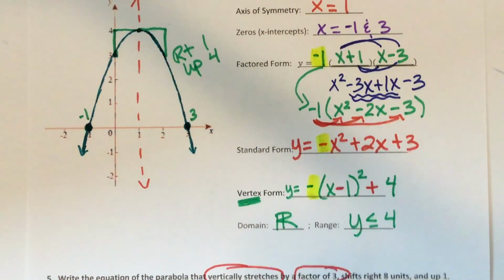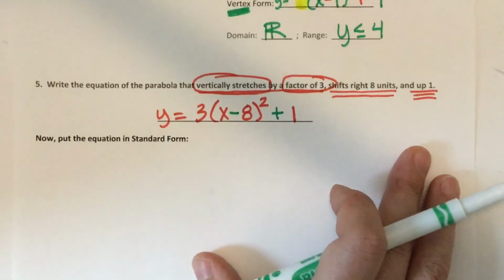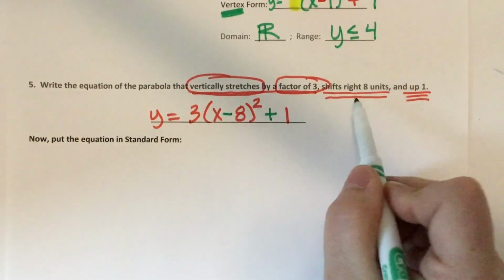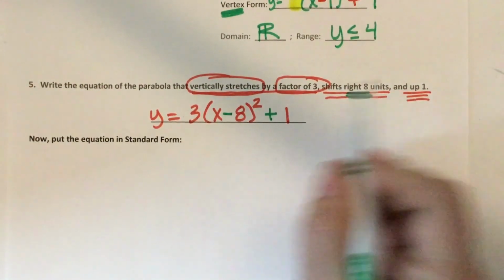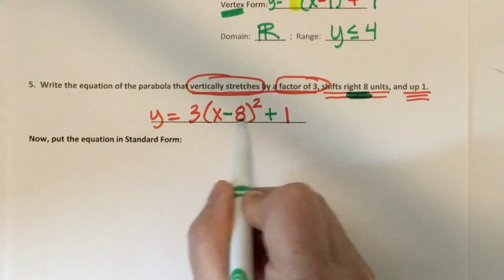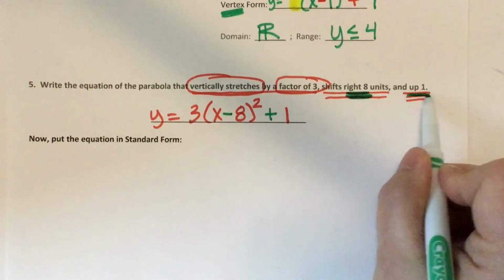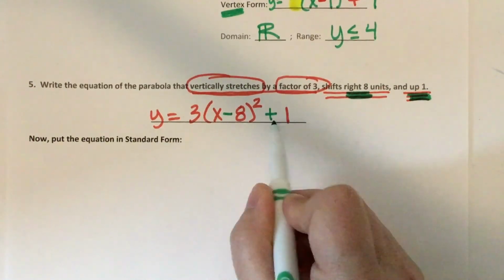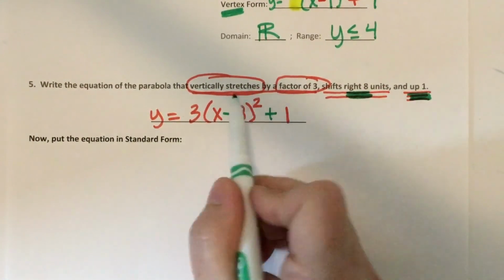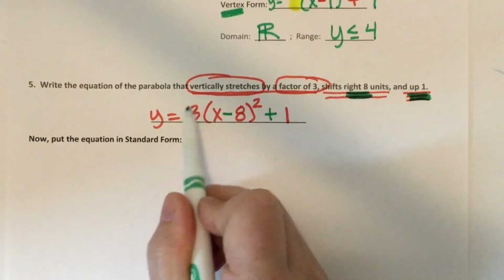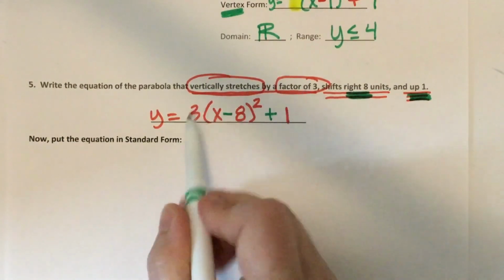Okay, number 5. This is what your answer should look like. To make it go right 8, we need a -8 inside the parentheses. To make it go up 1, we need a +1 in the back. And to make it stretch or compress, that number goes in the front. And so to stretch by 3, we put a 3 in the front.